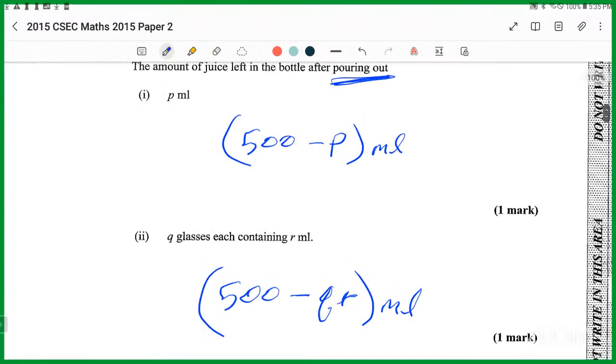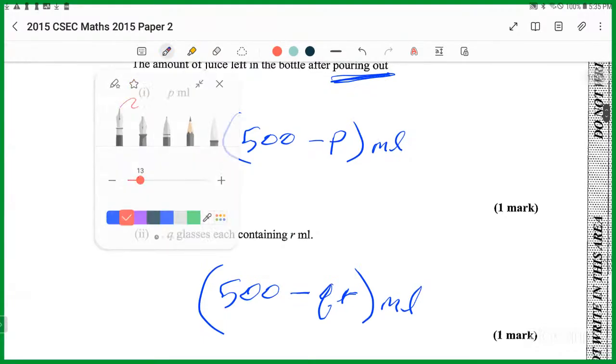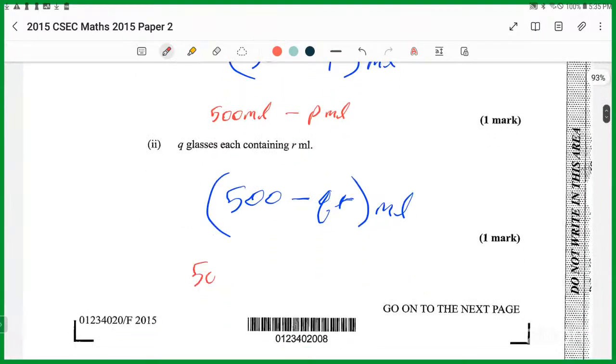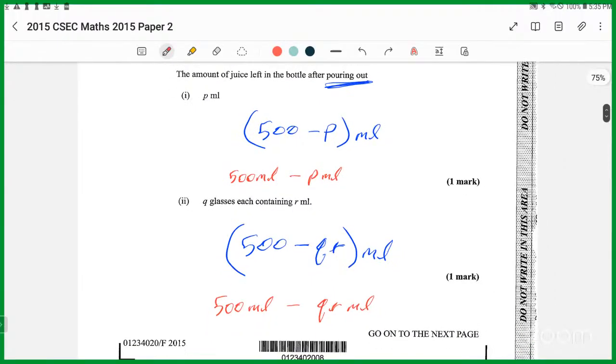If up here you wanted to write 500 milliliters minus P milliliters, that would be okay as well. Down here, if you want to write 500 milliliters minus QR milliliters, that would also be correct. So you could have written this or that, but what I've written in blue is okay as well.